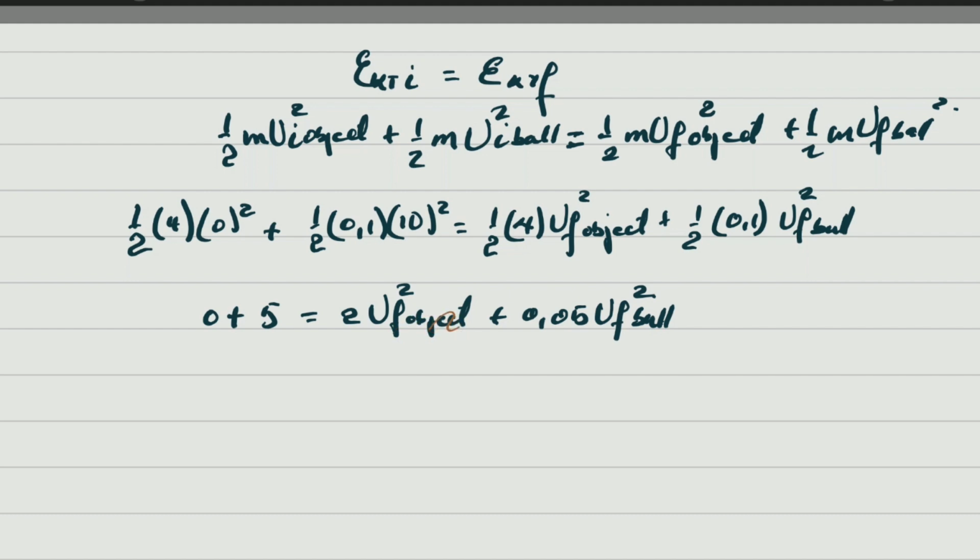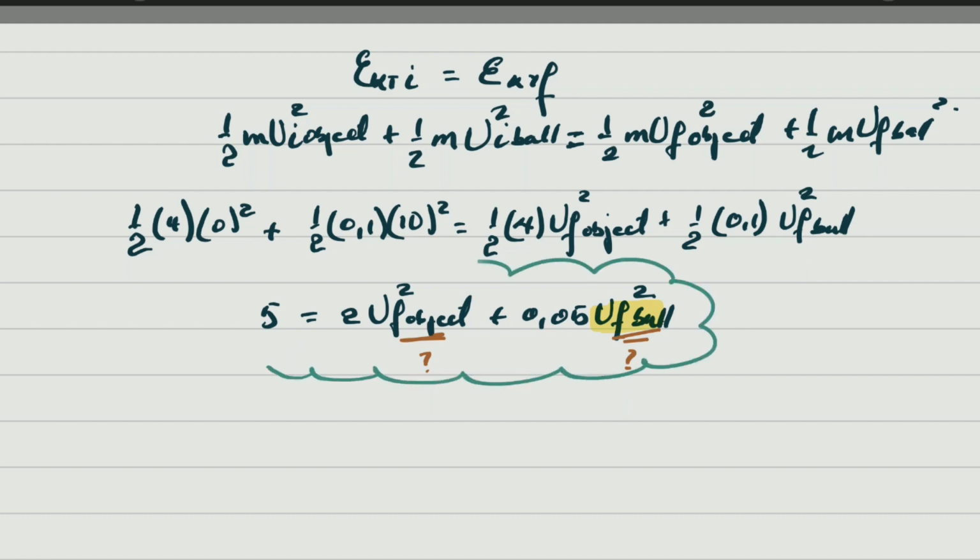And now here we have two unknowns. We don't have the final velocity of the object and we don't have the final velocity of the ball, which is the question mark here. So we're going to stop here and call this one equation 1. I am going to take away this 0, it does not really make sense to have it there. I just wanted you to see it and you already saw it. It's quite simple, guys.